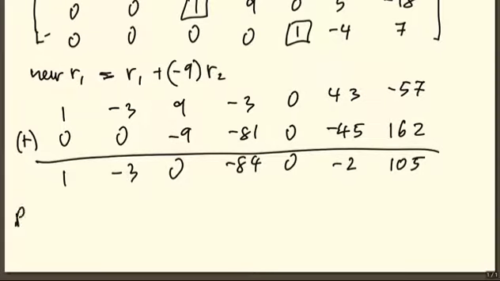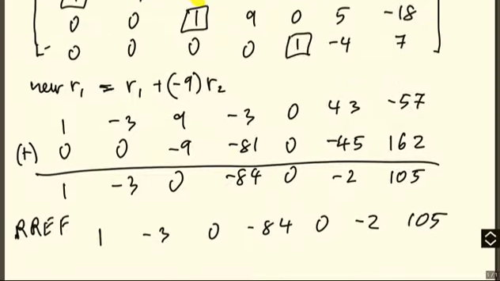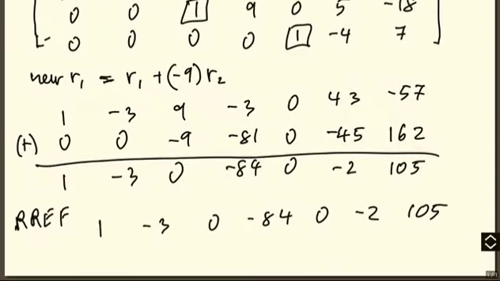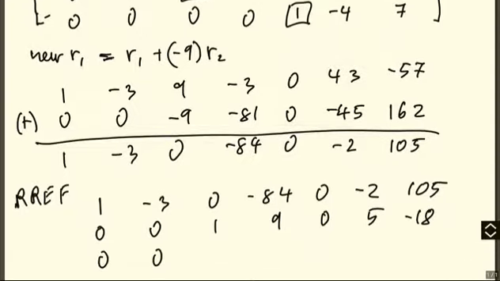With this we get a so-called reduced row echelon form for the augmented matrix. 1, minus 3, 0, minus 84, 0, minus 2, 105. Second row 0, 0, 1, 9, 0, 5, minus 18, and then the third 0, 0, 0, 0, 1, minus 4, 7.